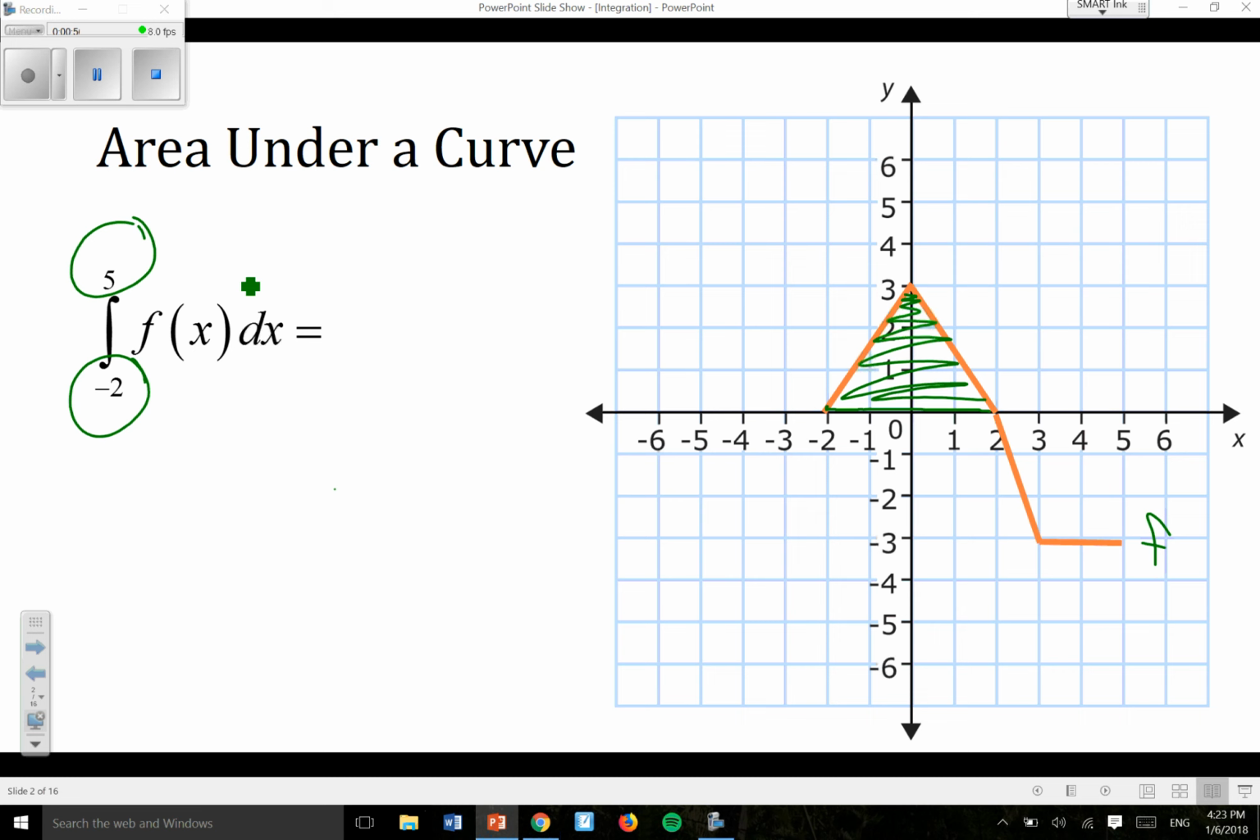This has a base of 1, 2, 3, 4, from -2 to 2, and a height of 3. So 1/2 base times height tells me this has an area of 6. Our next area that's easiest to find between a curve and the x-axis is this triangle right here. It has a base of 1 and a height of 3, giving us an area of 1.5. And then the last piece is a base of 2 and a height of 3, again giving us an area of 6.